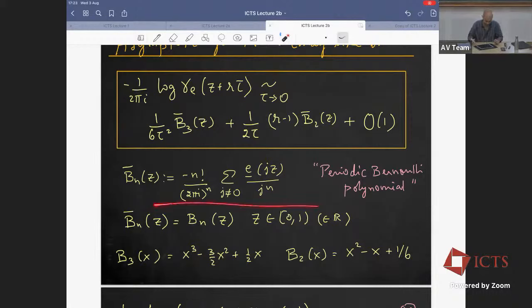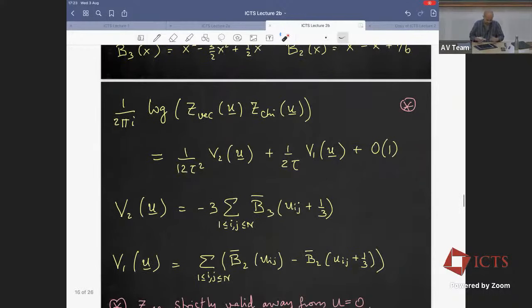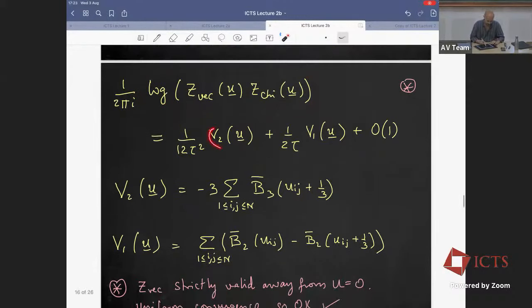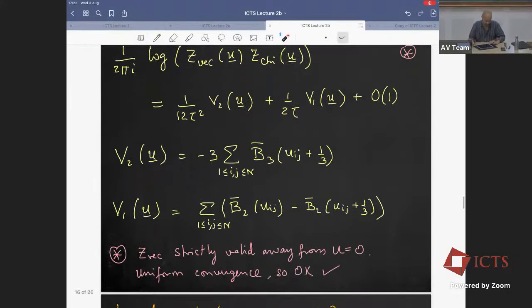So this is the Fourier series. B3 is the third polynomial, B2 is the second order. Now you can put all this together, and similarly you get a 1 over tau square, 1 over tau, and 1 for the whole integrand of the partition function, and these things are some potentials as a function of the holonomies. And now you have to minimize that.